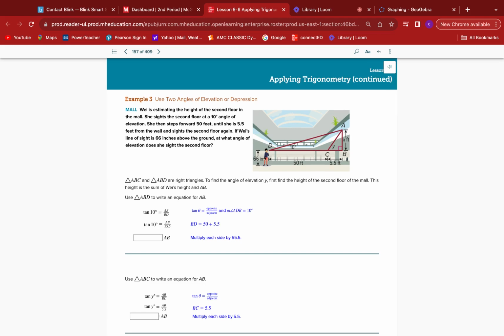Okay, next page of your workbook, page 543. All right, use two angles of elevation and depression. Way is estimating the height of the 2nd floor in the mall.